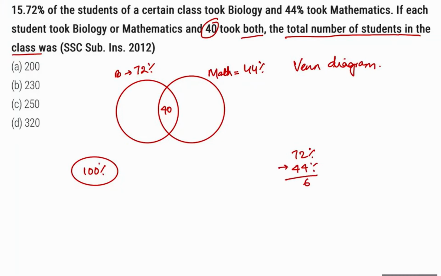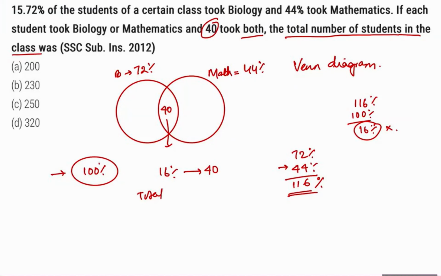6 7 plus 3 11, 116. The percentage is 116, but the total students is 100%. So the extra is 16%. That 16% is the number of students taking both, which is 40. So 16% is 40 students, and the total number of students is 100%.